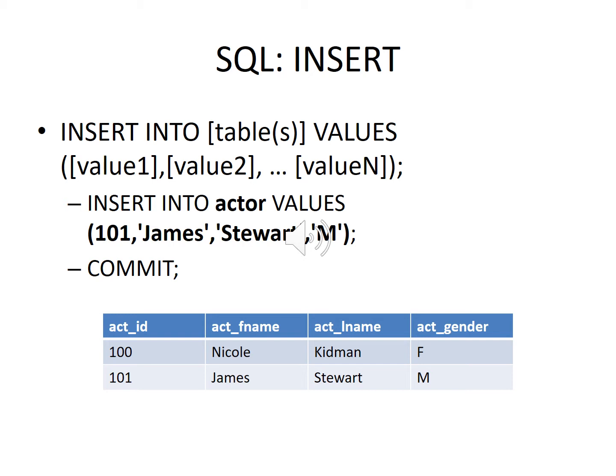We would use the insert into statement, then the table name, which is actor. Then we would use the keyword values, and in parentheses we include each value for each column accordingly. So 101 is the value for actor ID, James and Stewart are first name and last name accordingly, and M is the gender of the actor. You notice that the first one, actor ID, is not in quotes, while all other information is.